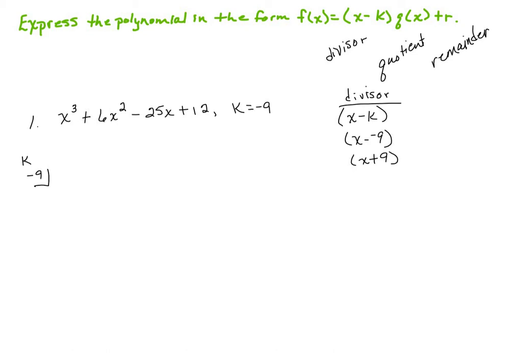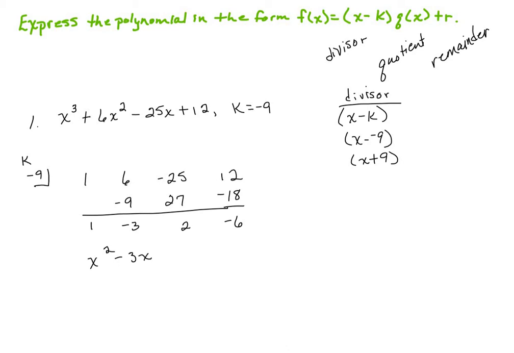I'm starting off with an x cubed. I have an x cubed, x squared, and x and a constant. So I have all of the coefficients that I need here. Just write those down. Okay, I do my synthetic division. And I get the answer down here as being x squared minus 3x plus 2. This is my quotient. And this -6 is my remainder.